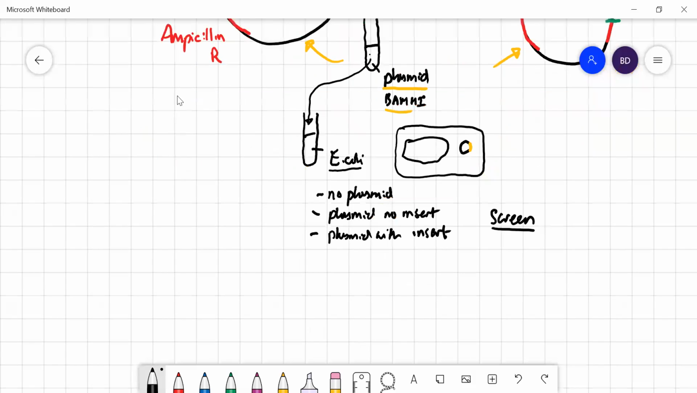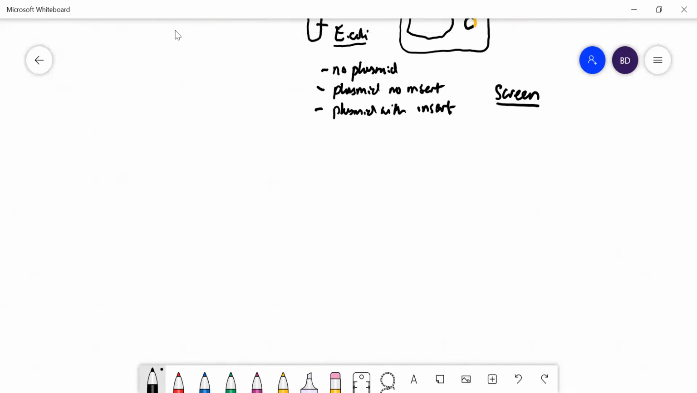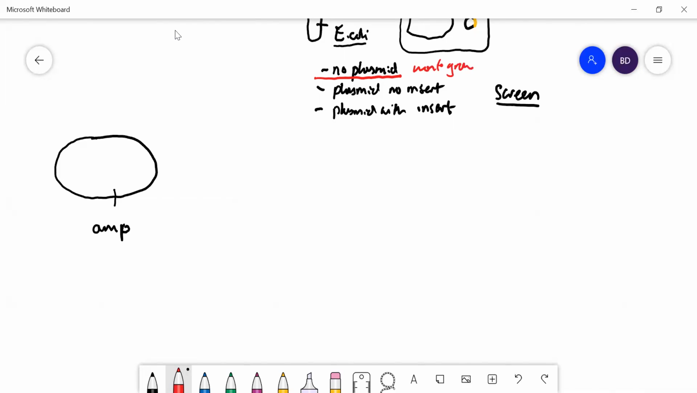All right, so let's look at the screening process. So you get the E. coli and you plate it out onto a Petri dish, an agar dish, all right? And on this dish, we're going to have the antibiotic ampicillin. Just call it AMP. So it's agar with ampicillin. So that means ones with no plasmid, yeah, they won't grow, because they need the plasmid in it to make it resistant to ampicillin.